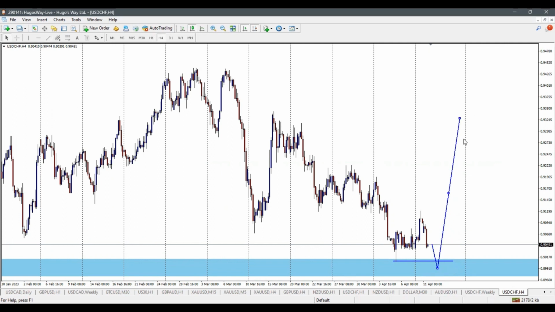So this is the first high probability trade I'm looking for, and I'm trying to keep it as simple as possible, and give you guys the highest probability trades that I am looking at.